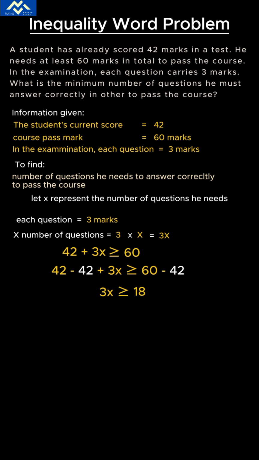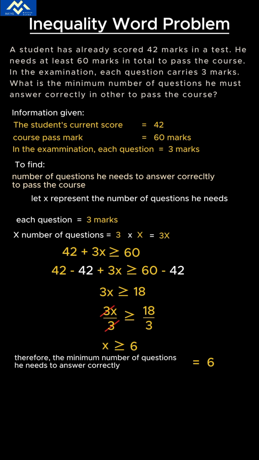Now, we need to get rid of the 3 attached to x. So we divide both sides by 3. The 3 will cancel out, and we're left with x. And 18 divided by 3 is 6. So, x is greater than or equal to 6. This means he must answer at least 6 questions correctly to get at least 60 marks and pass the course.